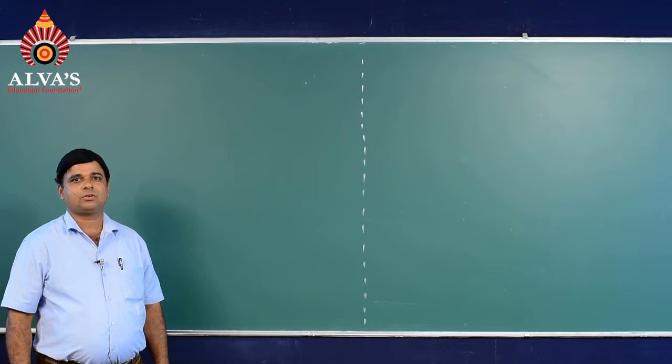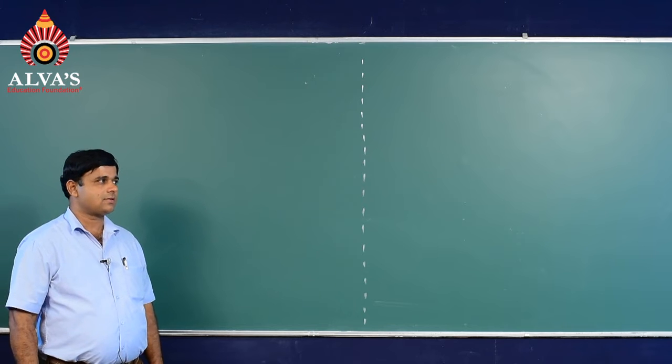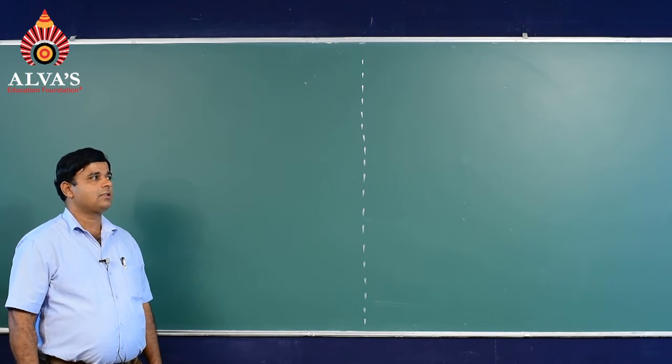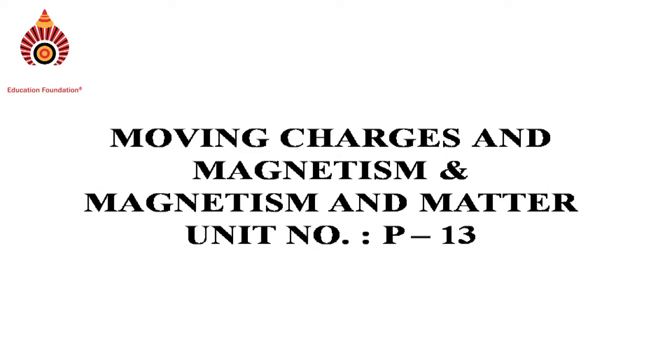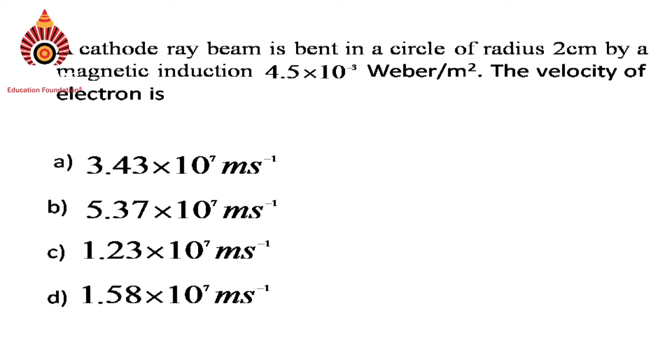Good morning. Today I am going to discuss NEET, CET and JEE questions on the topic moving charges and magnetism and matter. First one, a cathode ray beam is bent in a circle of radius 2 centimeter by a magnetic induction 4.5 into 10 to the power minus 3 Weber per meter square. The velocity of electron is.